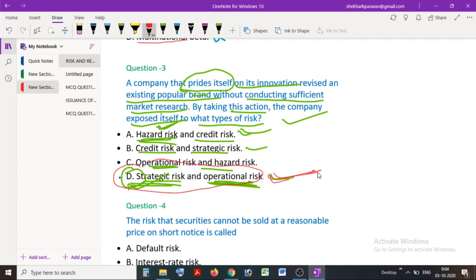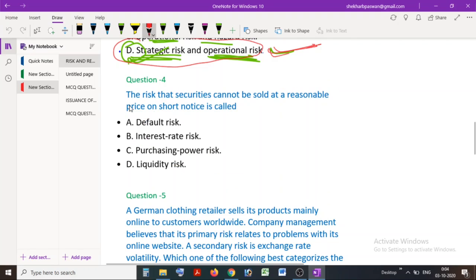Now we are moving toward the next question. The risk that a security cannot be sold at a reasonable price on short notice is called... If a security cannot be sold at an appropriate or market price on short notice, what type of risk is it called? Default risk?